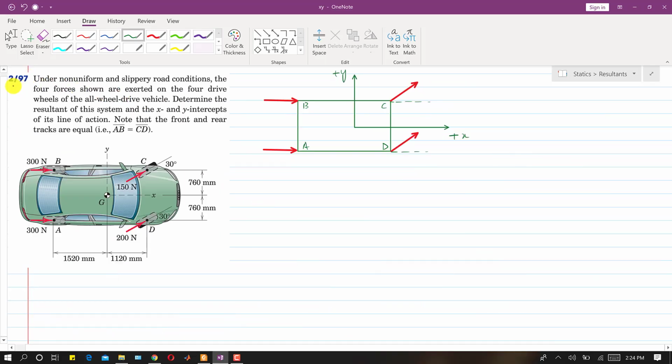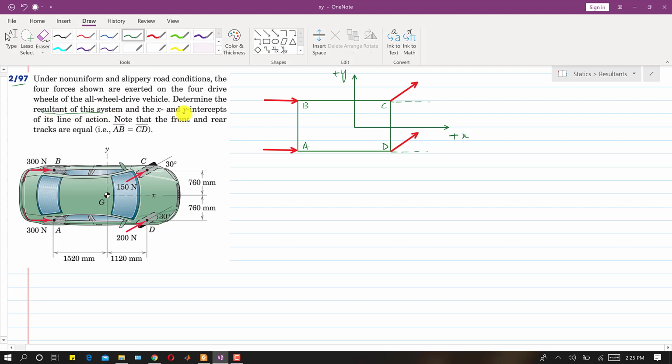Now we are going to solve this problem 2/97. In this problem it is said that under non-uniform and slippery road conditions, the four forces shown are exerted on the four drive wheels of an all-wheel-drive vehicle. There are four drive wheels and four forces: 300 Newton, 300 Newton, 150 Newton and 200 Newton. Determine the resultant of this system.